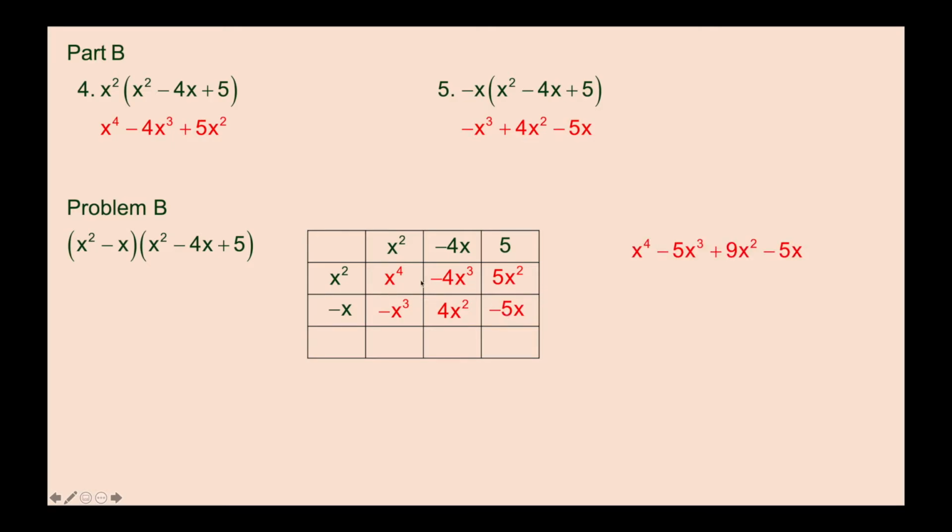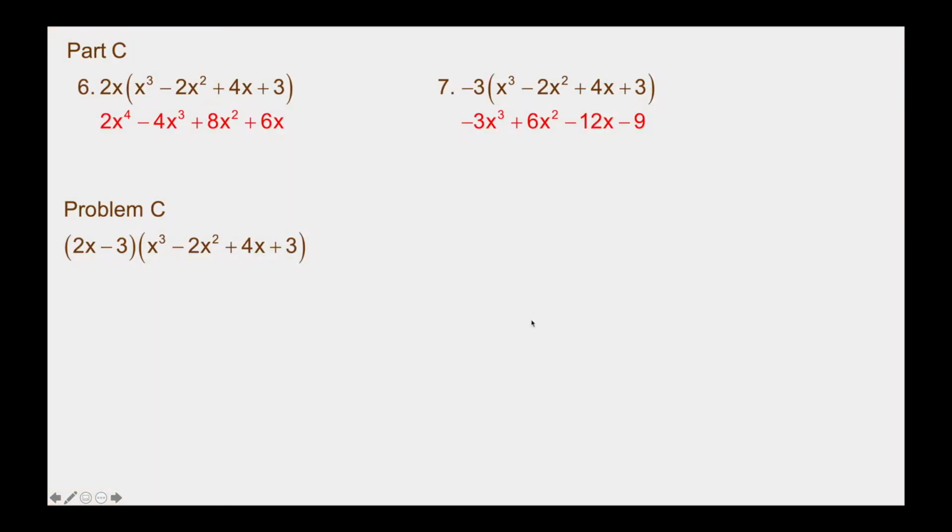As we combine, we should get x to the fourth. These two combine to give me negative 5x to the third. These two combine to give me 9x squared, and then finally I have minus 5x.